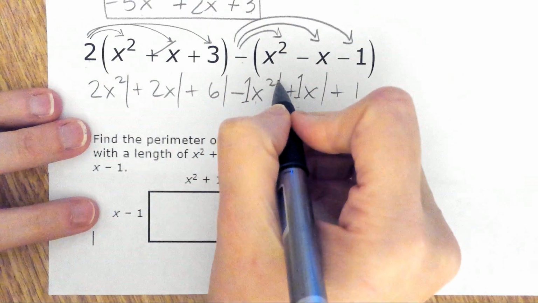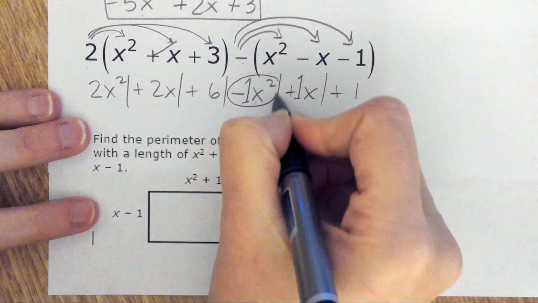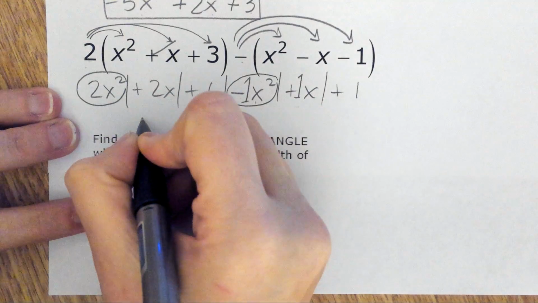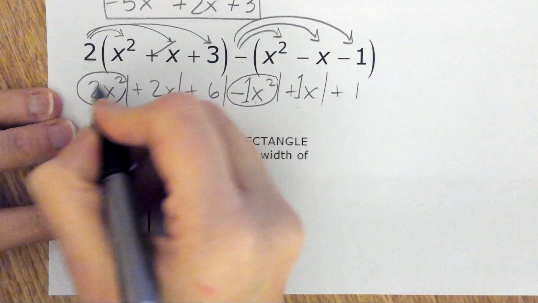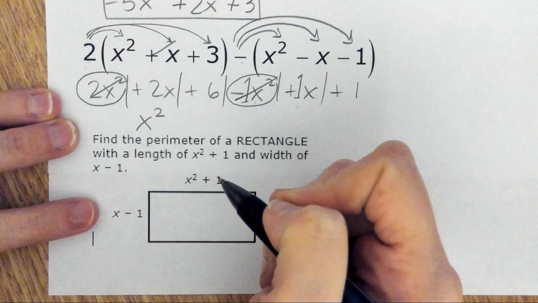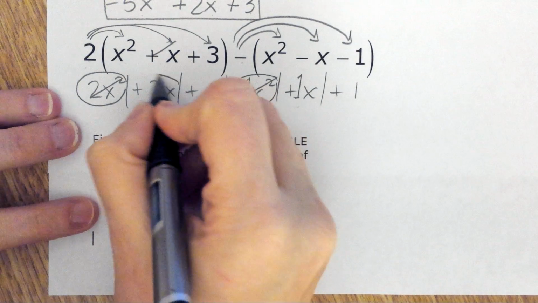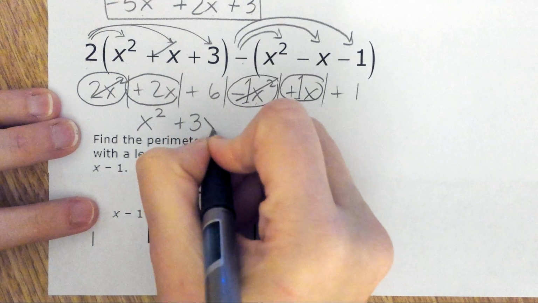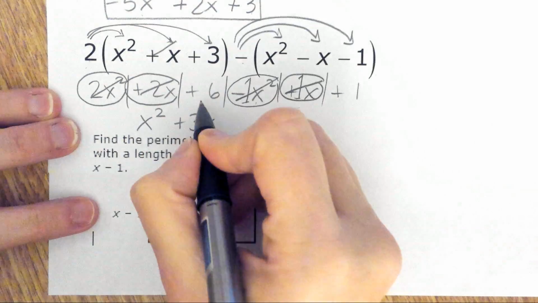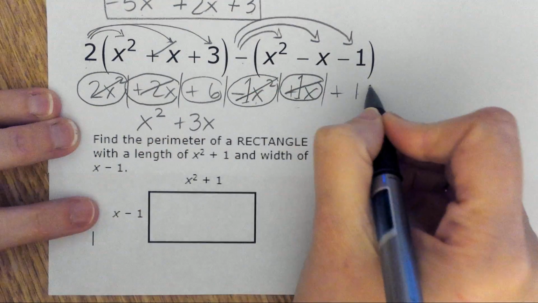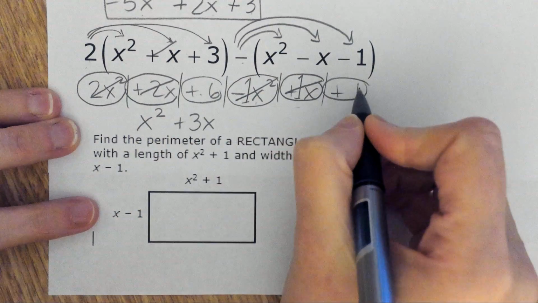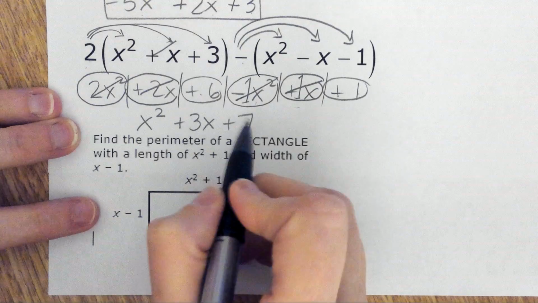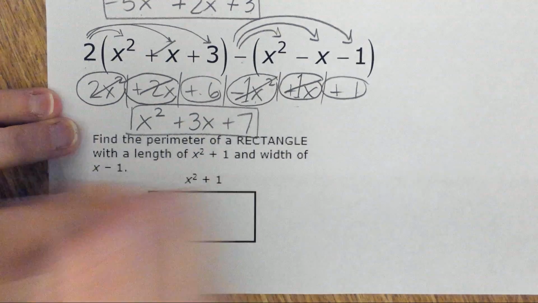So I'm going to look at my highest exponent. I have negative 1x squared and positive 2x squared. 2 minus 1 is 1x squared, again, or just x squared. Now I look at my linear terms. I have 2x plus 1x, that's positive 3x. And I look at my constant term, and I have 6 plus 1, which is positive 7. I have one quadratic, one linear, one constant, so that's my final answer.